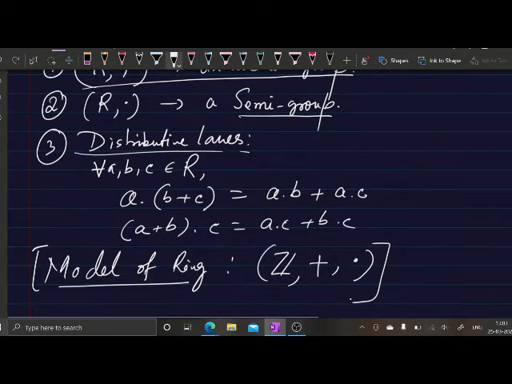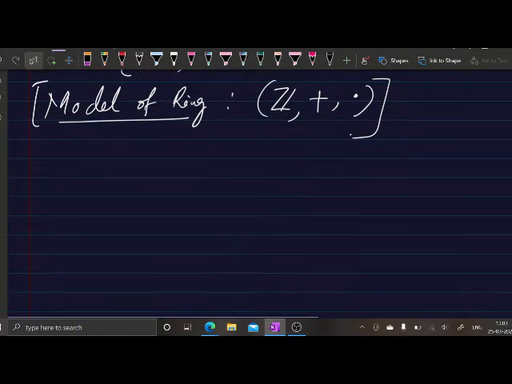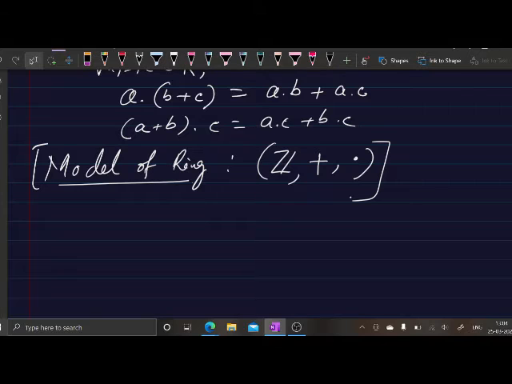So therefore R forms a ring if it satisfies 1, 2 and 3. For example, the immediate example is Z, plus, dot. This is a very interesting ring and we shall encounter many properties in Z, plus, dot that will be extended to any general ring. The properties you see in Z, we will understand how to define them in a general ring.